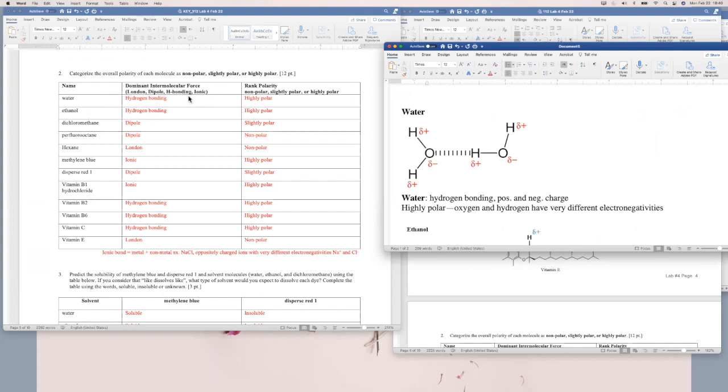If you're not familiar with chemistry or it's been a while, water looks like this, H2O, and it participates in hydrogen bonding. So it's between the O and the H. You look at those positive and negative charges: the negative charge of the oxygen is attracted to the positive charge of the hydrogen. And when we're ranking polarity, water is highly polar, and something that's highly polar is going to have very different electronegativities.